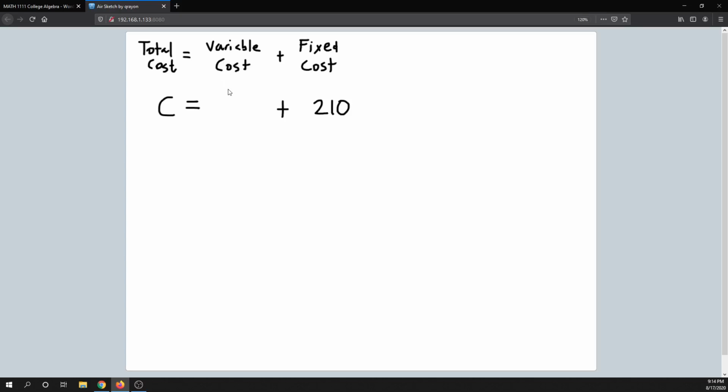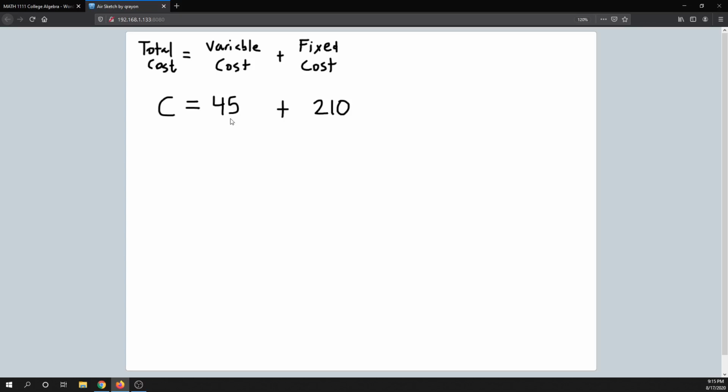Now going back to our formula, we just need to figure out the variable cost. We know it's going to involve 45, but it's not just 45, it's 45 times the number of hours. For instance, if it took 1 hour to move your stuff, it would be 45 bucks. If it took 2 hours, it would be 45 times 2, which is 90 bucks. If it took 3 hours, it would be 45 times 3, which is 135.